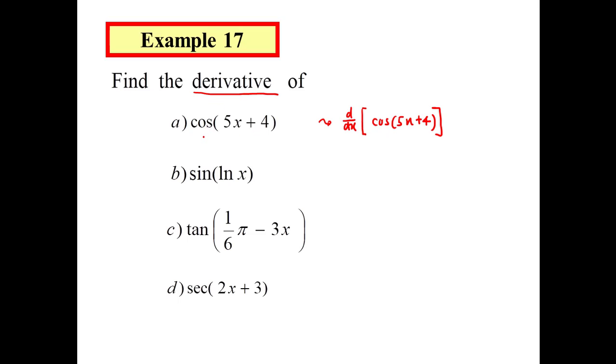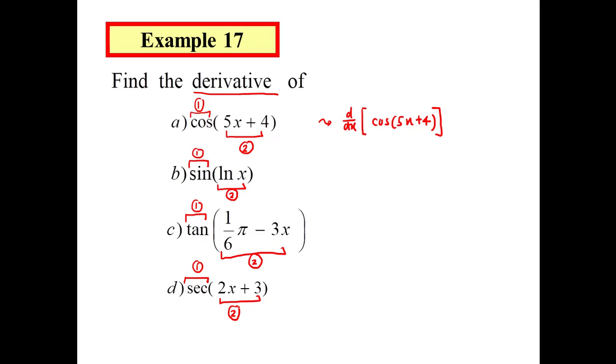Okay, so if you want to solve this, we have to identify the outer and inner function. The differentiation will start from the outer function, slowly going into the inner function. For example A, the outer function is cos, and the inner function is the linear 5x + 4. For question B, the outer function is sine and the inner function is ln x. For question C, the outer function is tangent and the inner function is 1/(6π) - 3x. For the last one, the outer function is secant and the inner function is the linear 2x + 3.